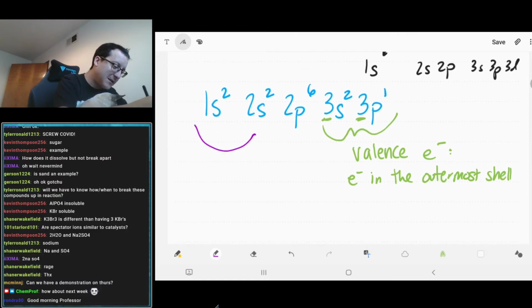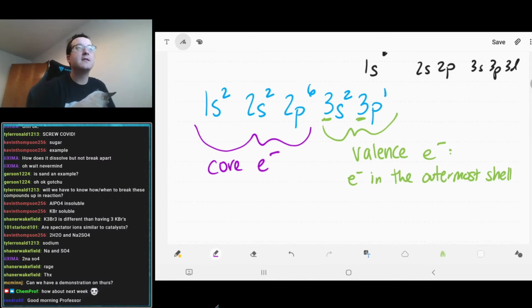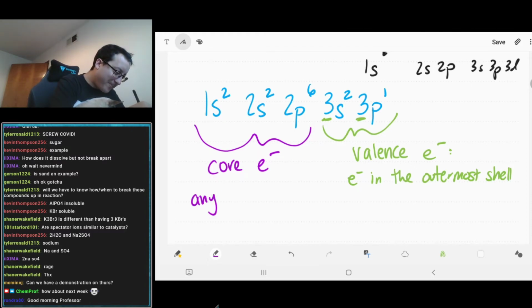By contrast, we're going to see these ones are called core electrons. Those are more towards the nucleus. Those are going to be anything not in the outermost shell.